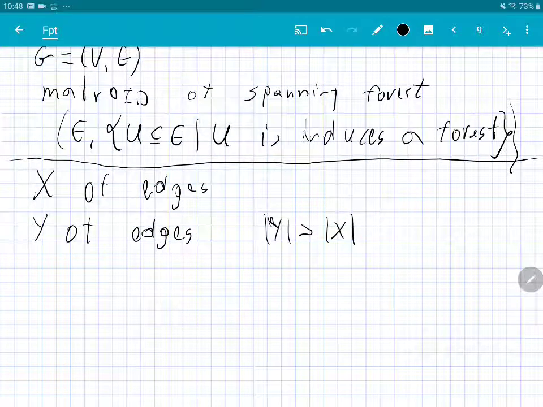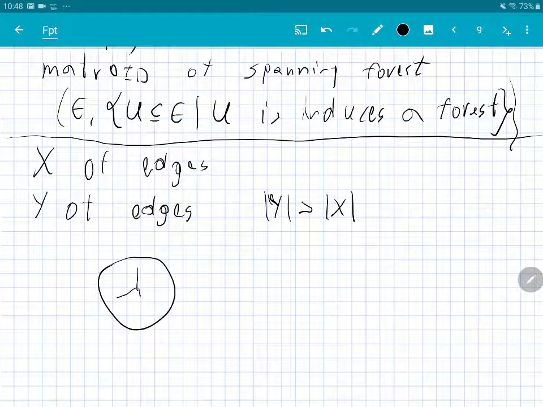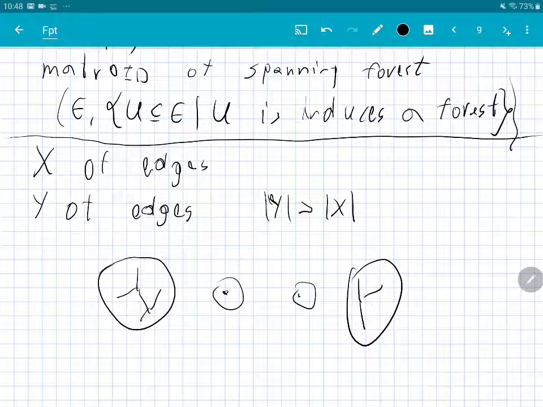Okay, and we would like to argue that there is an edge in Y such that adding it to X would result in a larger spanning forest, right? And the proof is relatively easy if you think about it a bit. Take X. X has various trees in it, right? Of course, many of them might just be singleton vertices, but a lot of them are going to be trees in this forest that X introduces.